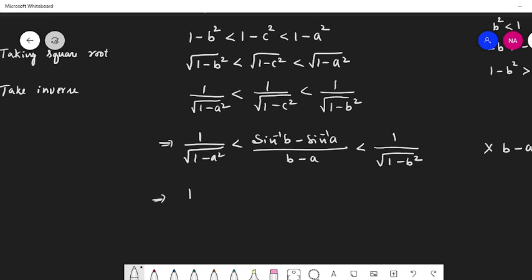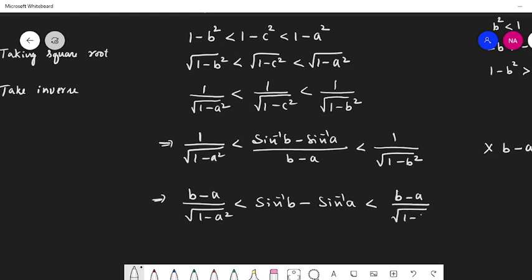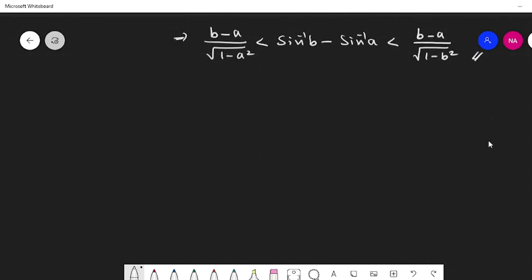That gives you b minus a by square root of 1 minus a square is less than sine inverse b minus sine inverse a, which is less than b minus a divided by square root of 1 minus b square. This is what we actually need to prove. So this completes the solution of the first inequality.